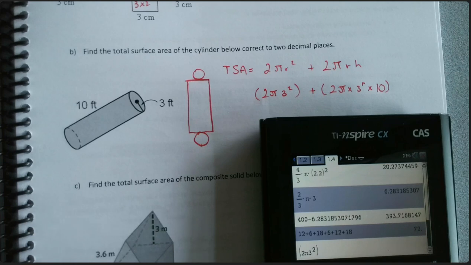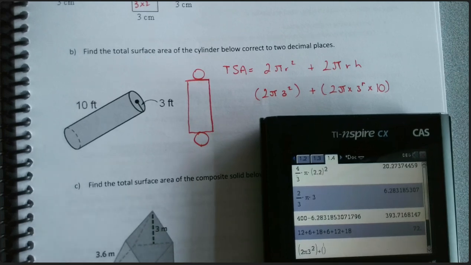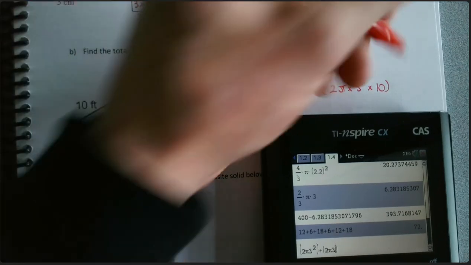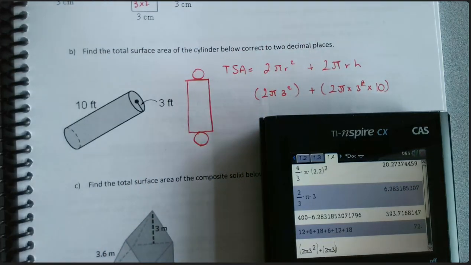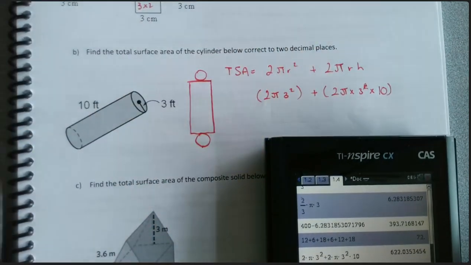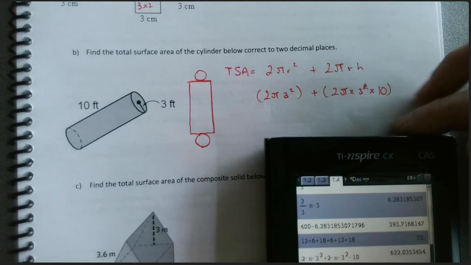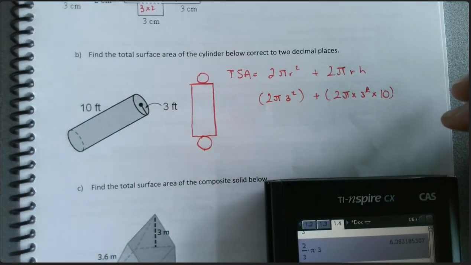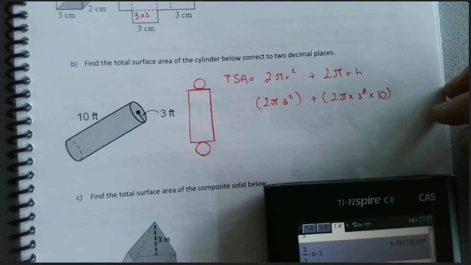3 squared, close your brackets, plus, open another bracket, 2 pi 3 squared. Should have done that as a 2, not an r. 3 squared times 10. Close our brackets, hit enter, and we've got our total TSA. TSA equals 622. Done that correctly? Yep.